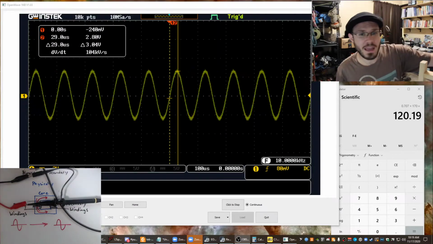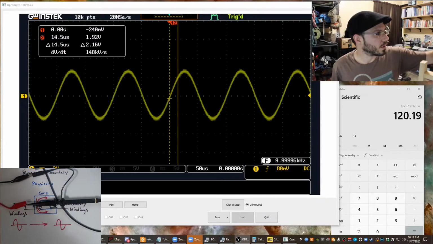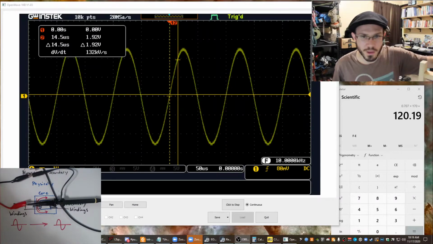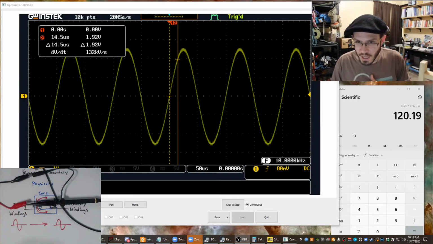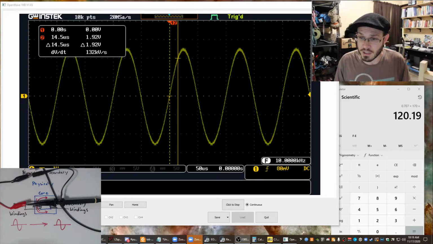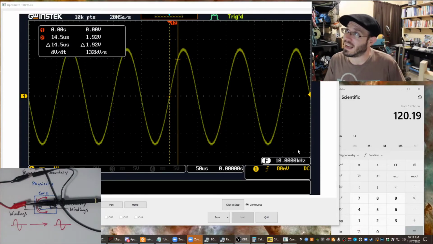Now I'm going to zoom in a bit along the time axis, and maybe I'll zoom in also on the vertical axis, and let's see what the frequency of this is. So frequency is just how many cycles per second. Right now this is 10 kilohertz. If you look at the lower right hand side of my oscilloscope, you'll see that I have 10 kilohertz. That means 10,000 cycles per second.